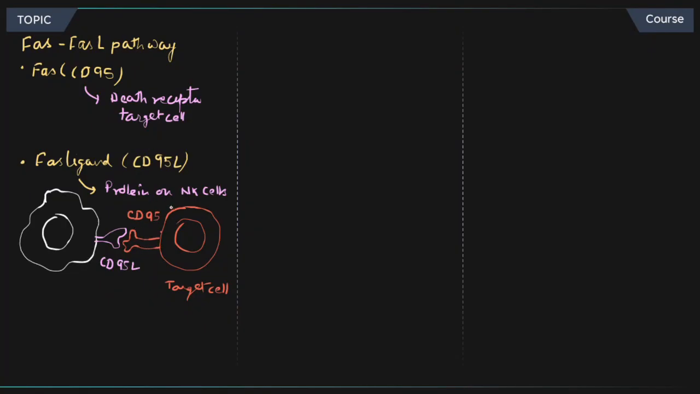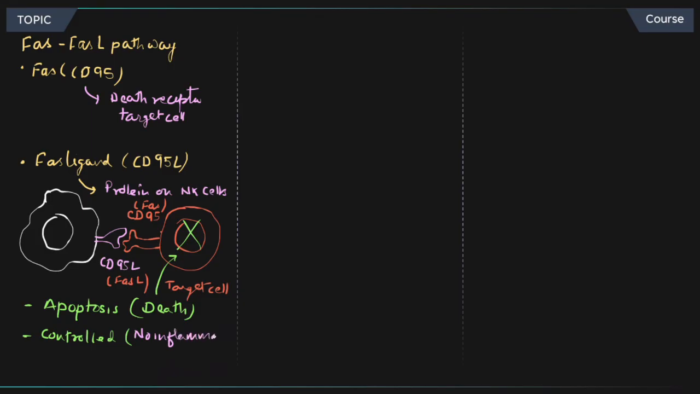Let me write down FAS receptor also. Now FAS will interact with FAS-L, and because of that, it is going to recognize and then initiate the process of apoptosis, targeting the cell, trying to kill the cell. So this cell will be killed, and usually the process is highly controlled. This point is also important: the process is controlled, so no inflammation will be there when the cell is getting killed. So no inflammation. That's the feature of apoptosis, right? So this is one of the advanced interactions that happens in the case of NK cells.